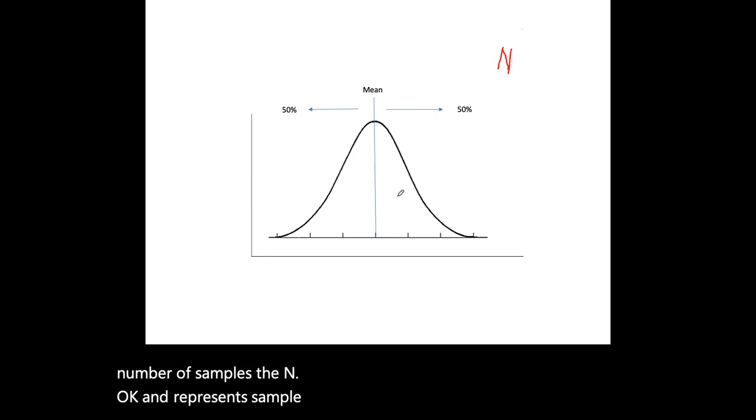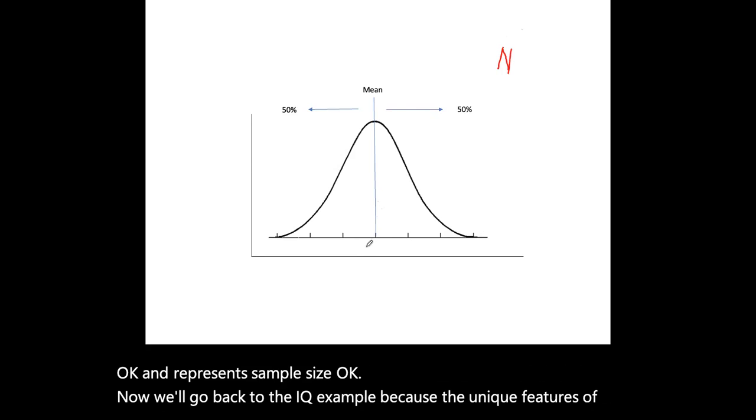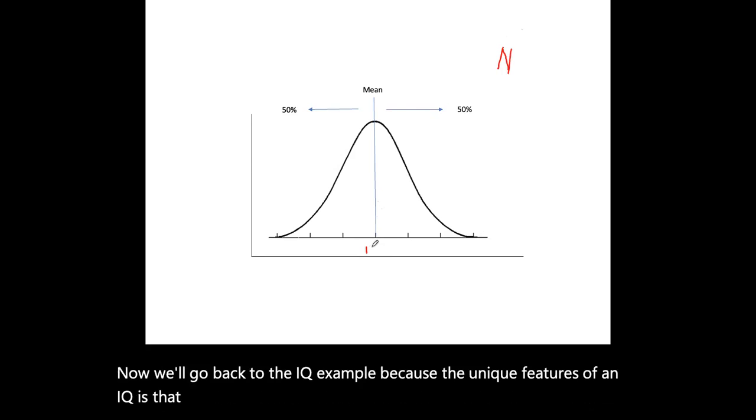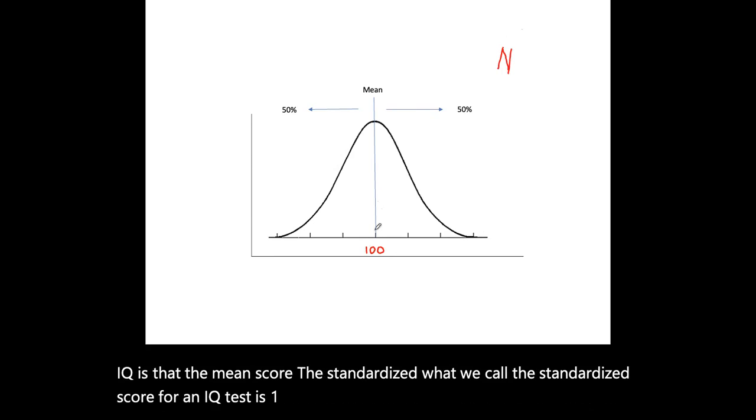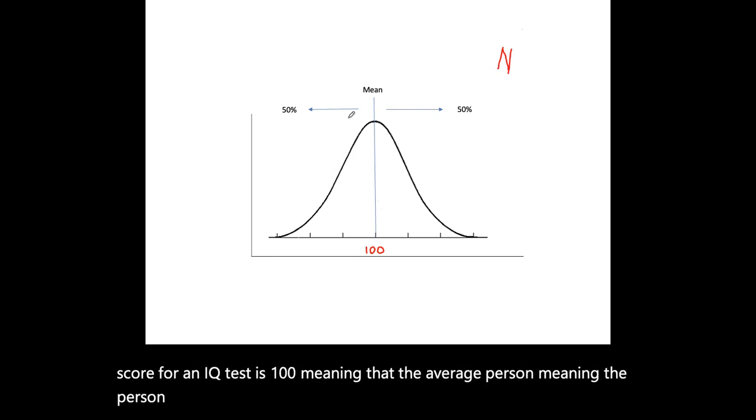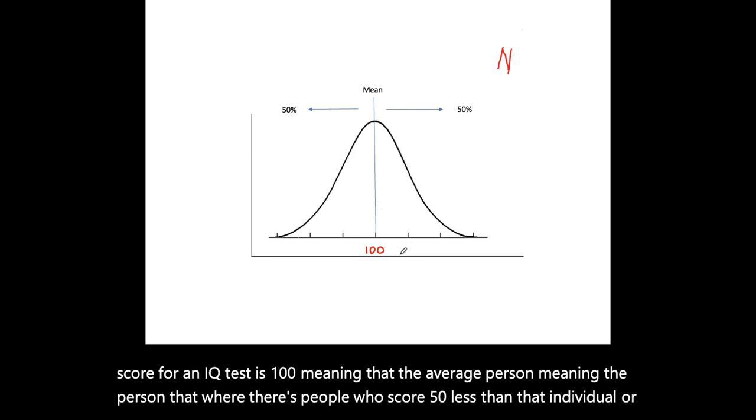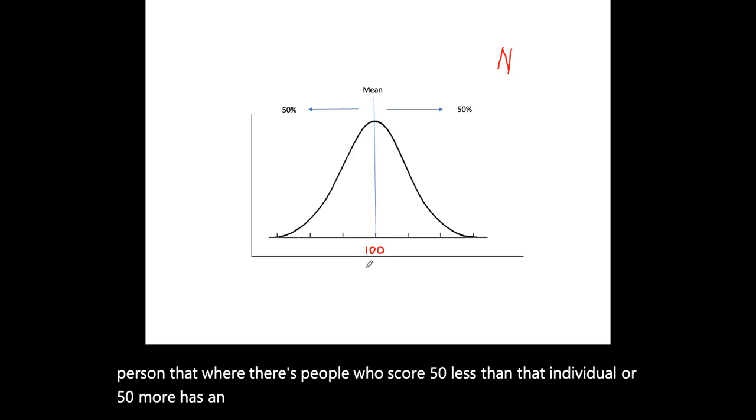Now, we'll go back to the IQ example, because the unique feature of an IQ test is that the mean score, what we call the standardized score, is 100, meaning that the average person, where 50% of people score less than that individual and 50% score more, has an IQ of 100. That's our average IQ score.